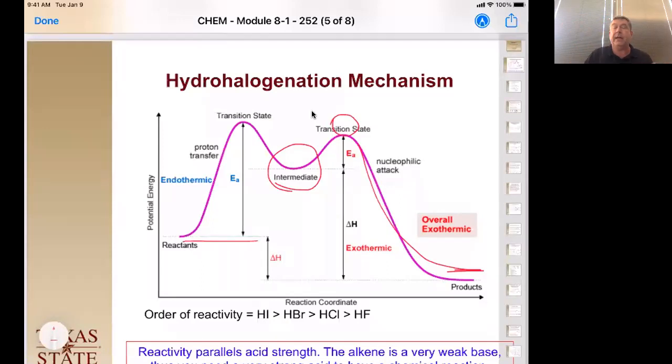So the reactions are net exothermic. Okay. So there are two nucleophiles. Yes, the first thing that's a nucleophile is the alkene, because it has two electrons in that pi bond. The second nucleophile is our halogen ion after the proton has been transferred away from it.